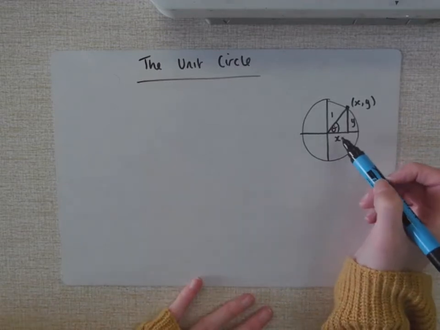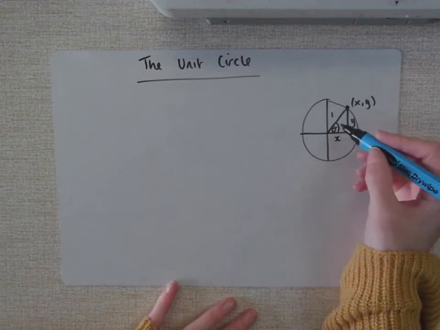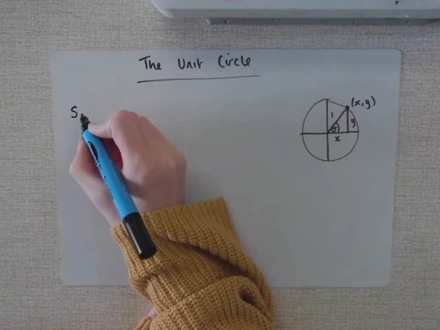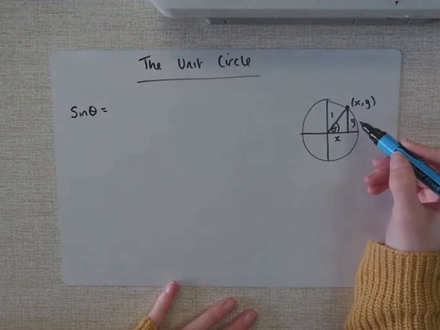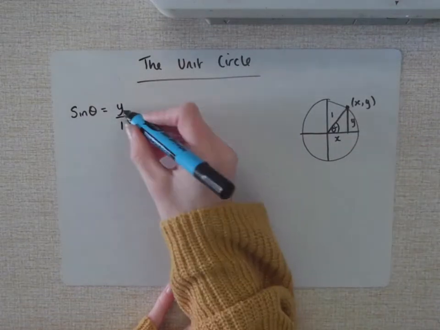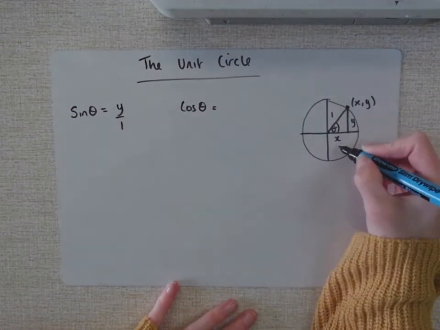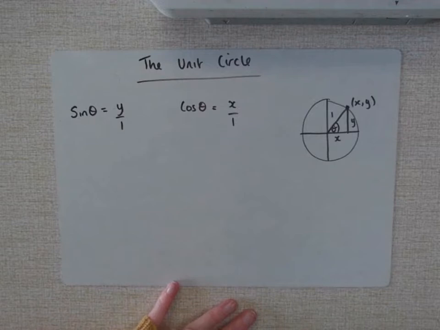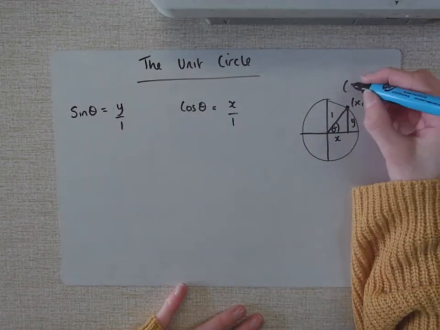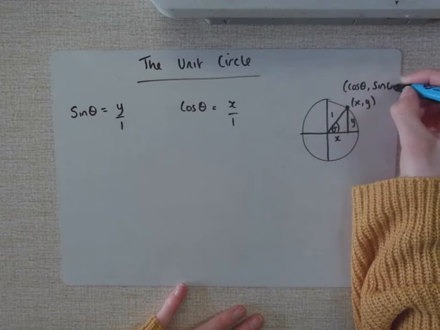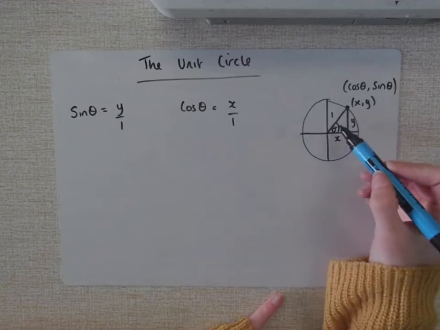So if this is your angle theta, we're interested in x and y. Sine of theta is opposite over hypotenuse, so that would be y over 1, so y is sine. And cos of theta is adjacent over hypotenuse, so that's x over 1. So x is cos and y is sine. Another way of writing this is cos theta and sine theta. So you can find that point as long as you have this angle.